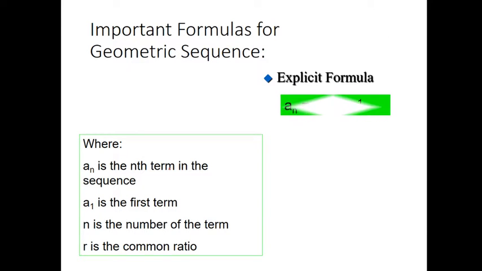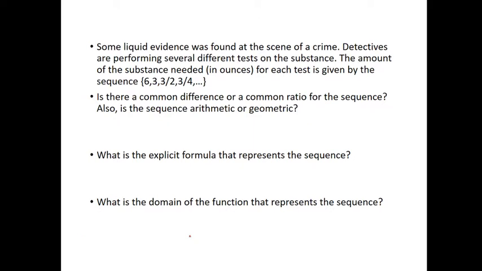This is going to be the explicit formula for geometric sequence. So if we have a sub n is equal to a sub 1 times r to the power of n minus 1. A sub 1 is the first term, n is the number of the term, r is called the common ratio.